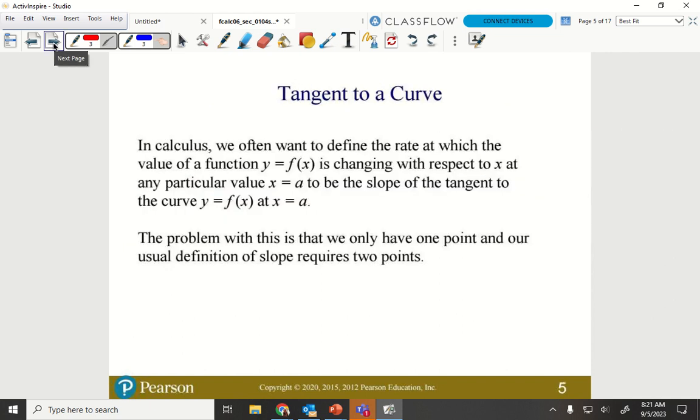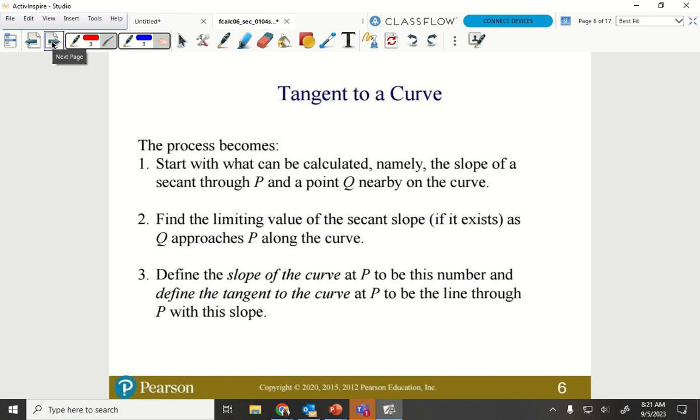Tangent to a curve. In calculus, we often want to define the rate at which the value of a function y equals f of x is changing with respect to x at a particular value x equals a to be the slope of the tangent to the curve y equals f of x at x equals a. The problem with this is that we only have one point and our usual definition of slope requires two points.